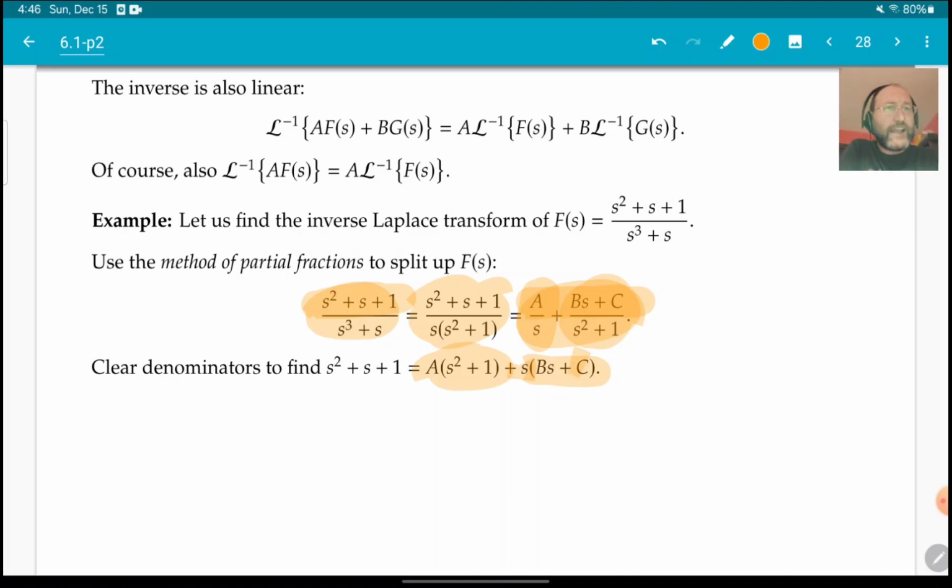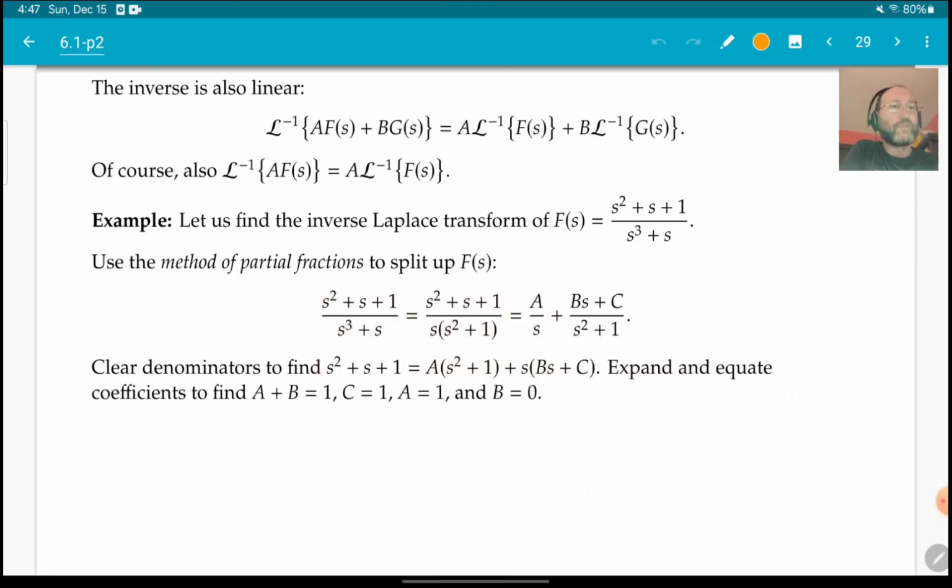And now you just expand this, right? Figure out how many s squareds you have. For example, you have as squared out here, and then you have bs squared out here. And so a plus b is going to have to be 1 because there's 1 s squared out here, right? So again, expand, equate coefficients, and you get these things. The s squared coefficient is going to be a plus b on the right hand side. The s coefficient is going to be c, right? There's nothing out of here, and out of here there's only c times s, and there's one s here. So I actually already know that c has to be 1.